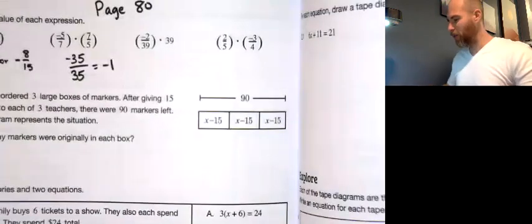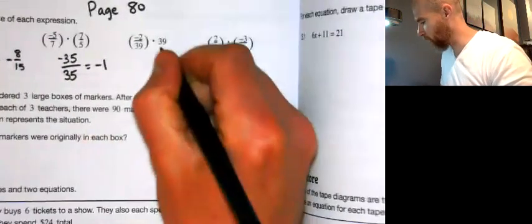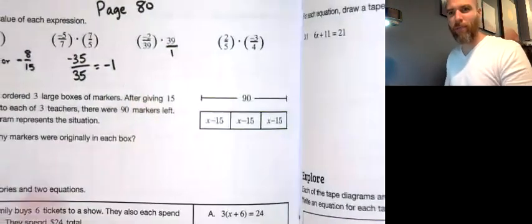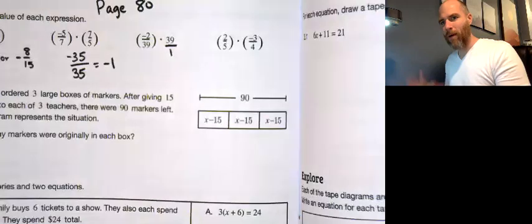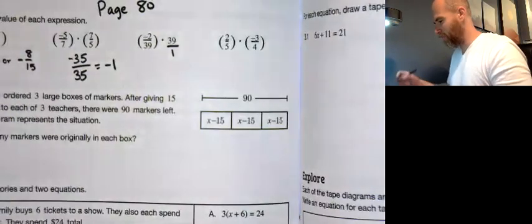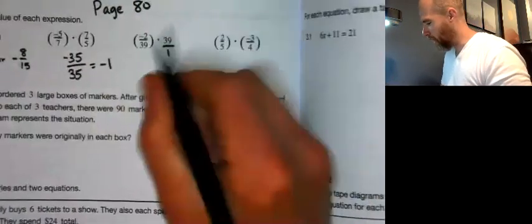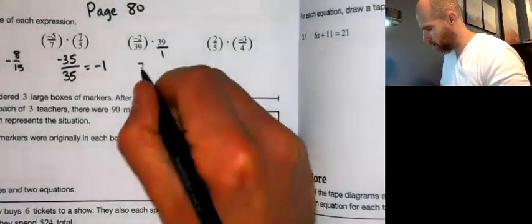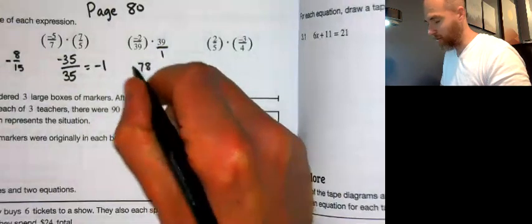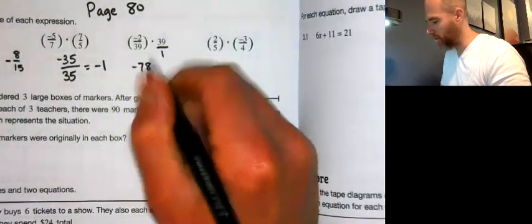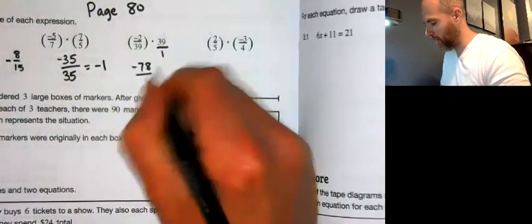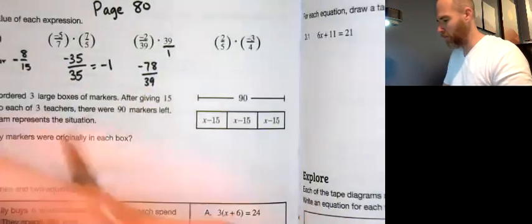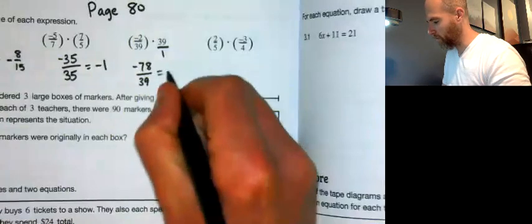All right, pause the video here. See if you can do the other two without me. This one, write 39 as 39/1 to help you do it. All right, so maybe you paused it and did them, maybe you didn't, I don't know. 2 times 39 is 78, but it's -78 because of that -2. And then 39 times 1 is 39. Well, 39 goes into 78 2 times, so this is really just -2.